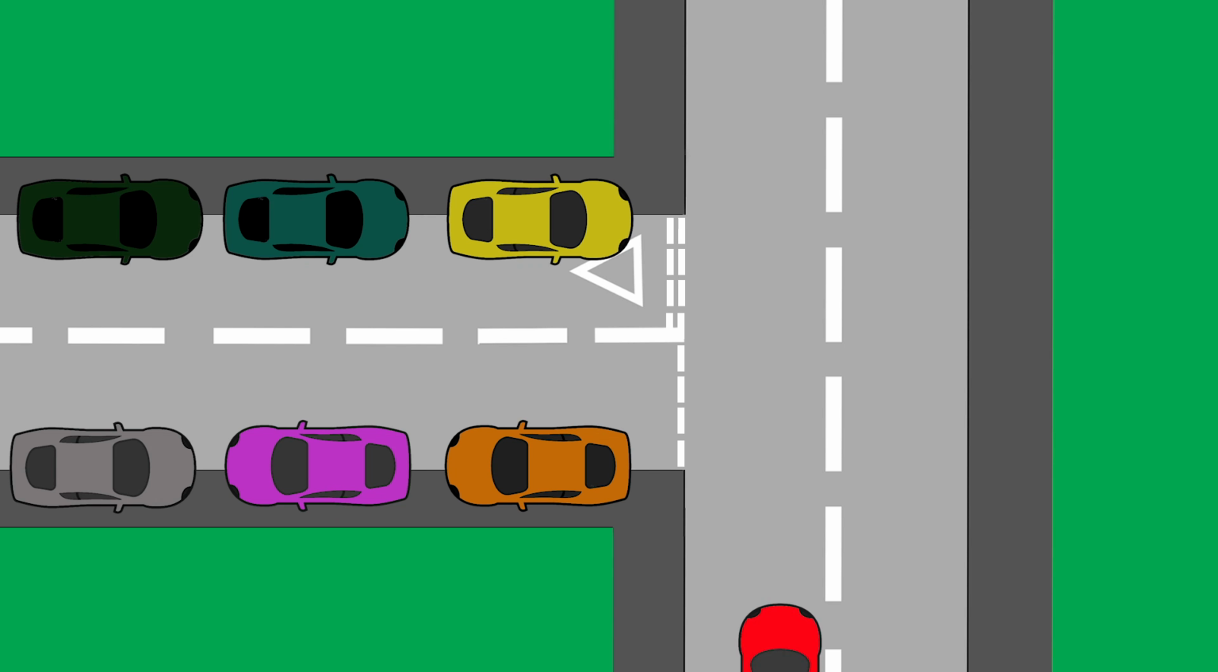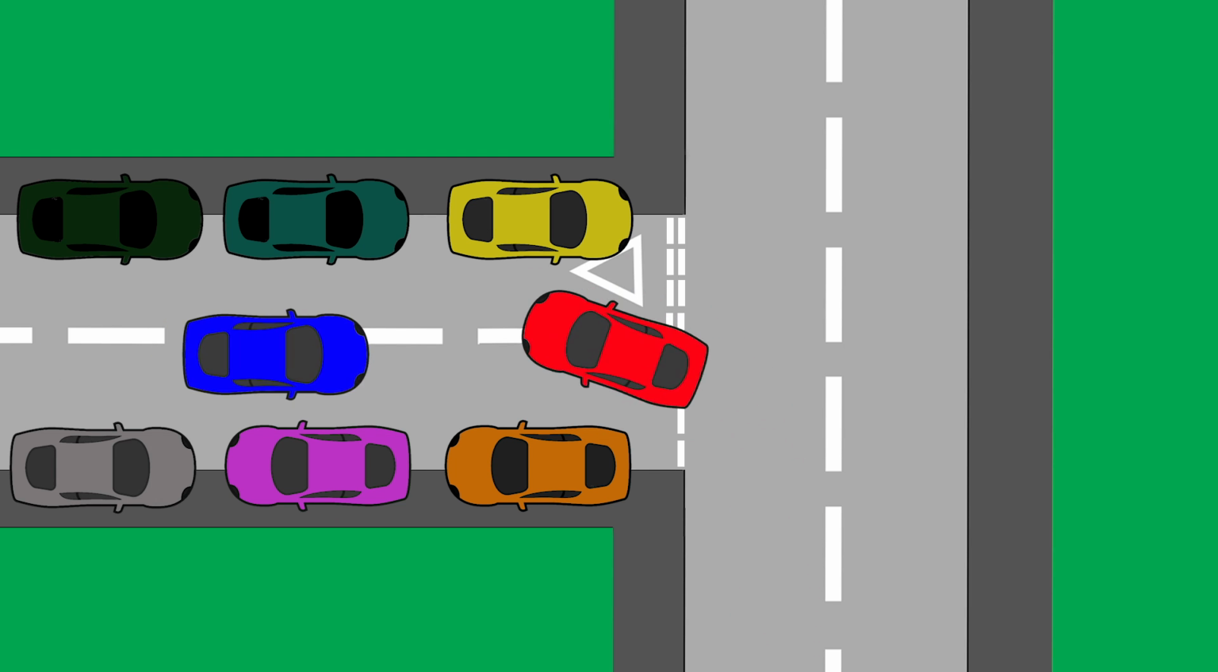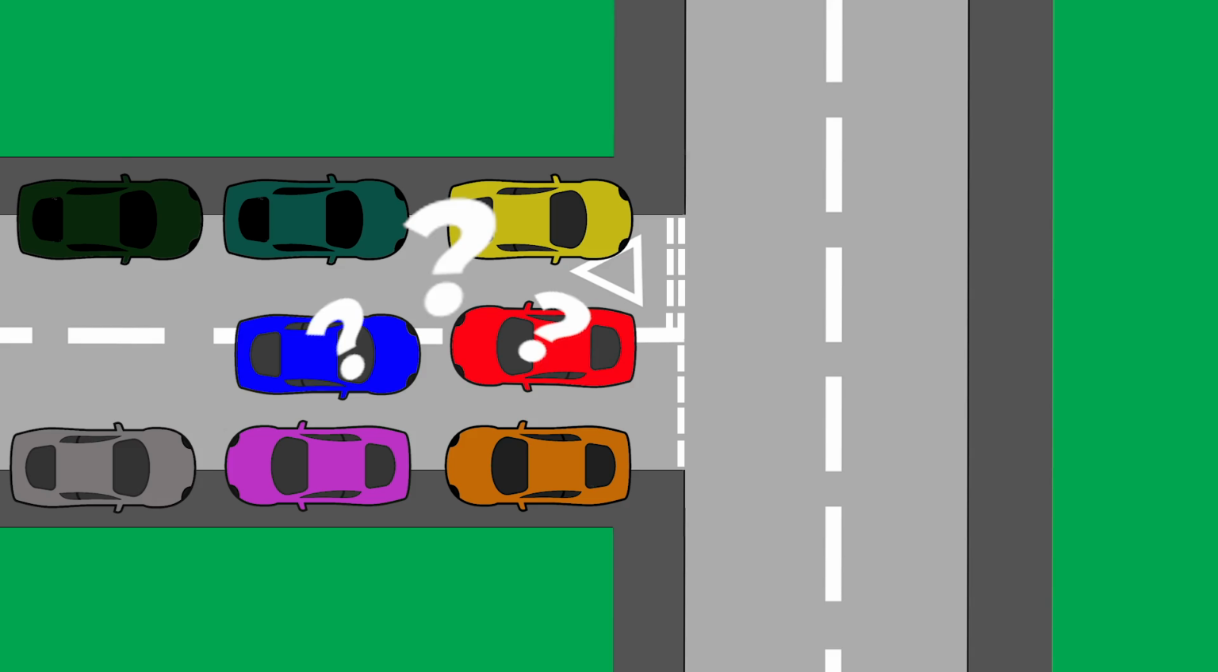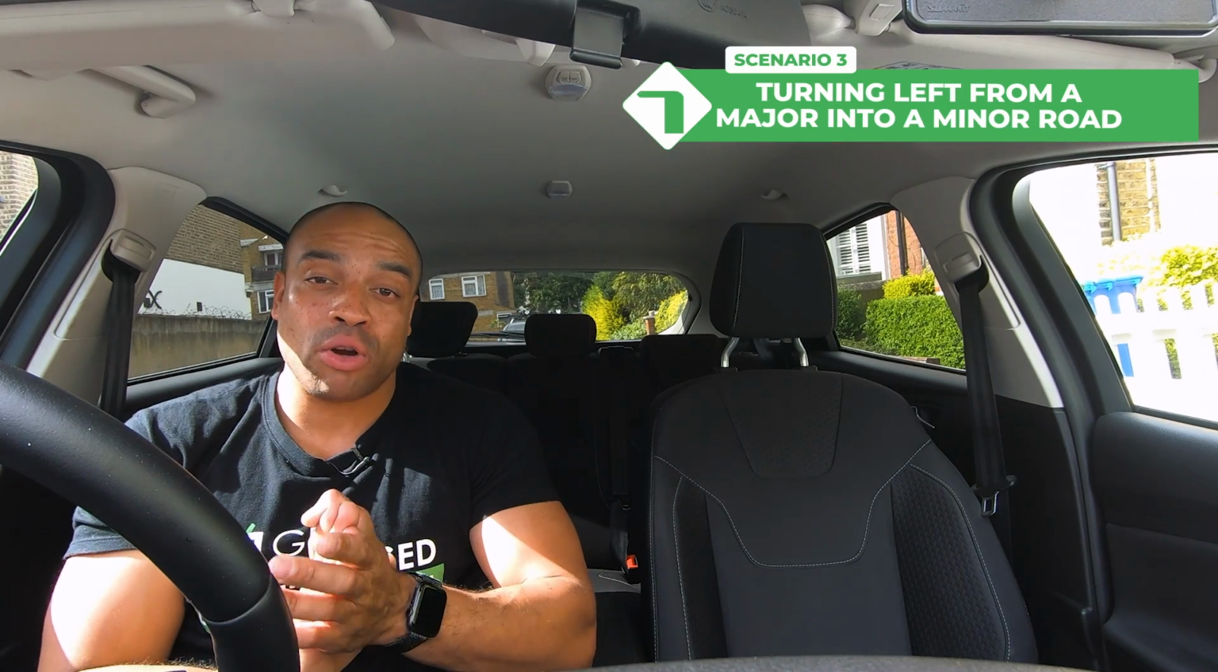Because if the road's narrow, if we're turning into a road and there's a car coming the other way, where are they going to be? In the middle. Where are we going to turn in and try and drive up the road? In the middle. So we need to make sure that we go slowly into junctions like this.